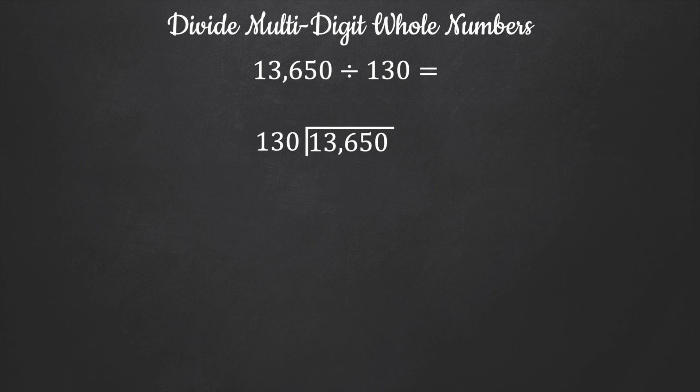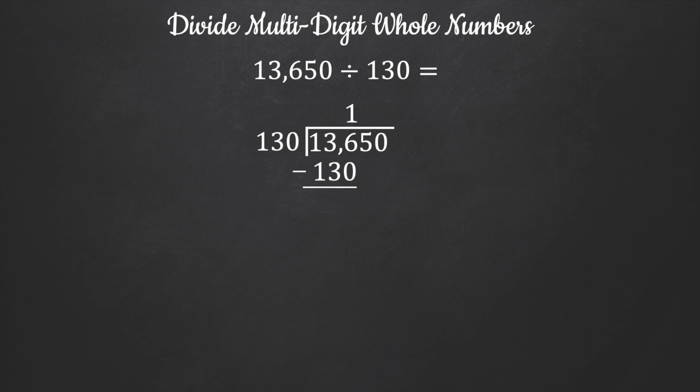So first we ask ourselves, how many times does 130 go into that first digit, which is 1? And 130 does not go into 1, so we're going to move on to the first two digits. So 130 does not go into 13, so we're going to move on to the first three digits. And 130 goes into 136 one time. That's because 130 times 1 is equal to 130, and that's as close as we could get without going over 136. Now let's go ahead and subtract.